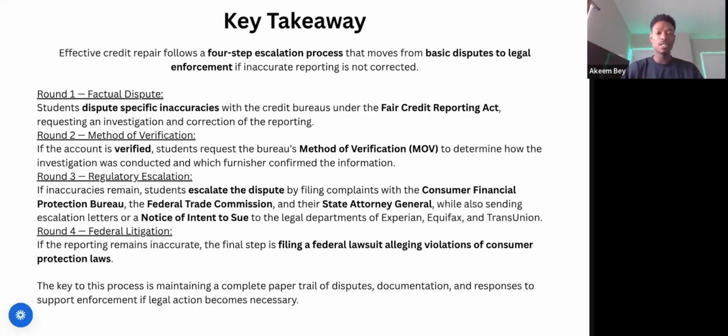And then round 4 is the federal litigation. Again, if after round 3 they're still not trying to bend or correct anything, that's when we want to start federal litigation. So again, if the reporting remains inaccurate, that final step is filing a federal lawsuit alleging violations of consumer protection laws, right? And the key to this process is maintaining a complete paper trail of your disputes, documentation, and responses to support enforcement if legal action becomes necessary, right? And that's how you clean up your credit, guys.